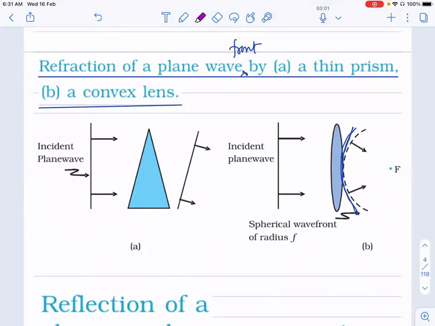If a plane wavefront is passed through a prism or convex lens, then it will change its shape because the speed of light in the denser medium is less. This point is covering less distance in the denser medium, so it will be going ahead, and this point is covering more distance in the denser medium, so it will be lagging behind. तो ये incline हो जाएगा ऐसा.